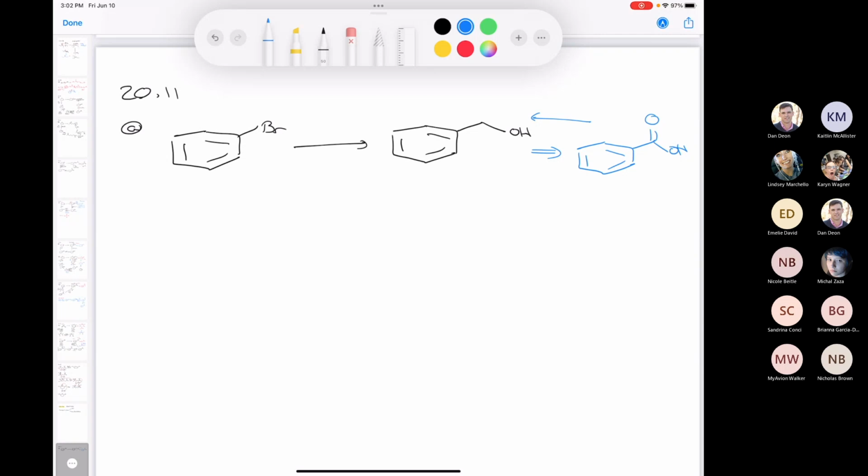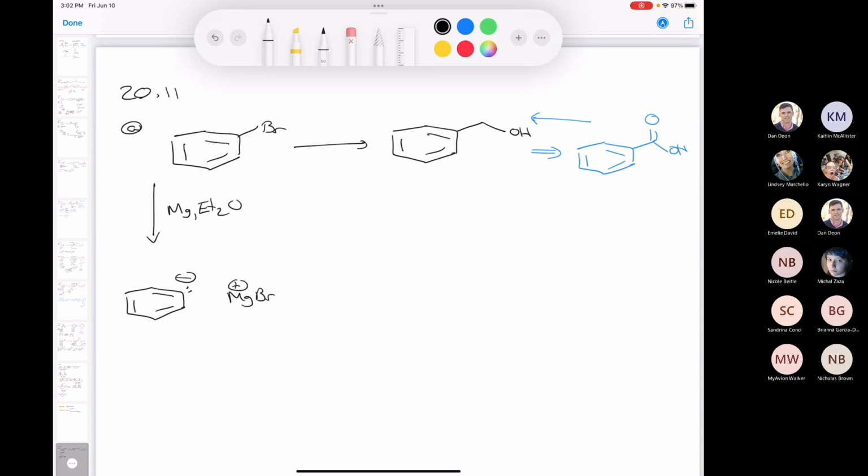They're just trying to get you to practice that reaction. And so let's first make the benzoic acid. First, we treat this with magnesium in ether. That gives us the phenyl magnesium bromide. Check out the mechanism. Look, you have the carbanion, your magnesium bromide, okay?